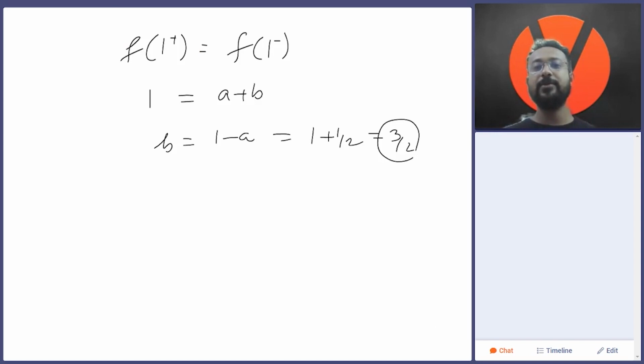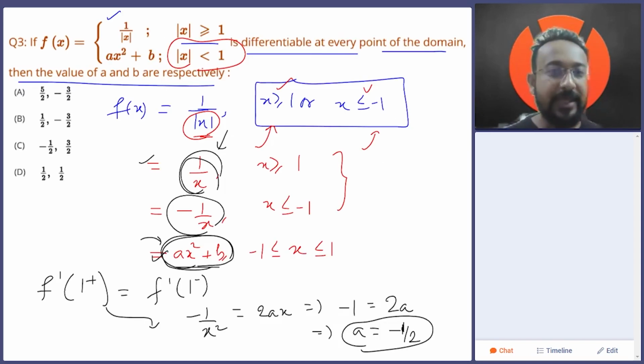Answer is 3 by 2. So I think it's very simple. B is 3 by 2, A is minus half. So I think A and B, they are looking. So A is minus half, B is 3 by 2. I think C should be your correct answer.